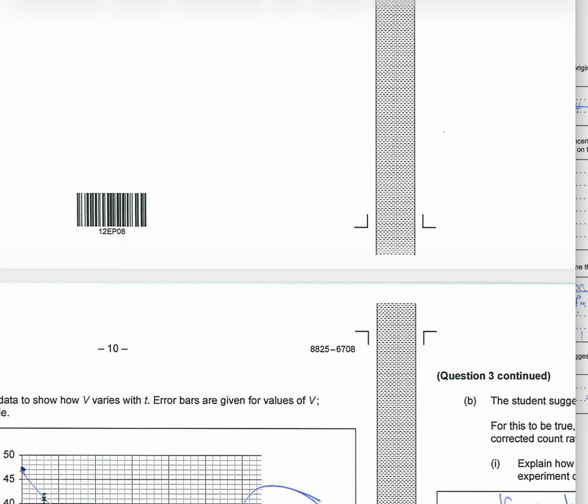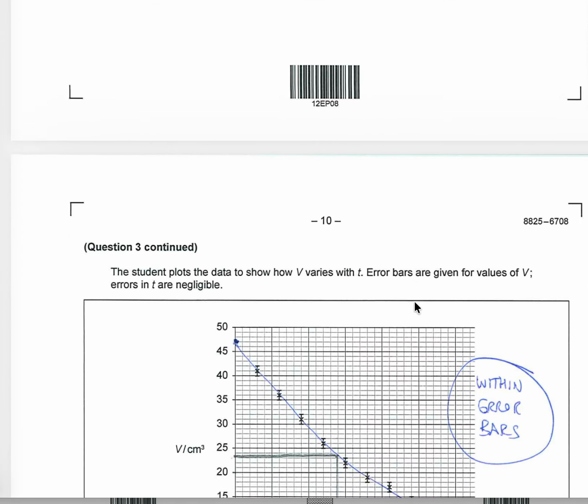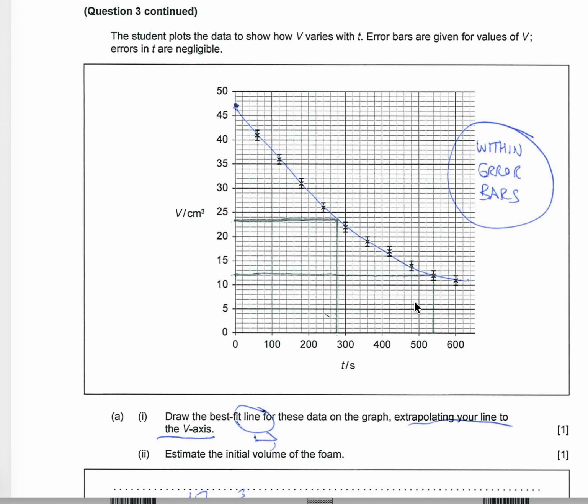So let me just move things over. There we go. All right, so here's our data, and we're firstly asked to draw the best fit line. Okay, when you're drawing the best fit line, what you're trying to do is draw it within error bars. Okay, and this is my attempt here. It's not as smooth as you might like it. I've not drawn it in pencil, so if I'd done it in pencil, I probably would have had another go to make it a bit smoother. Okay, it must be within the error bars.